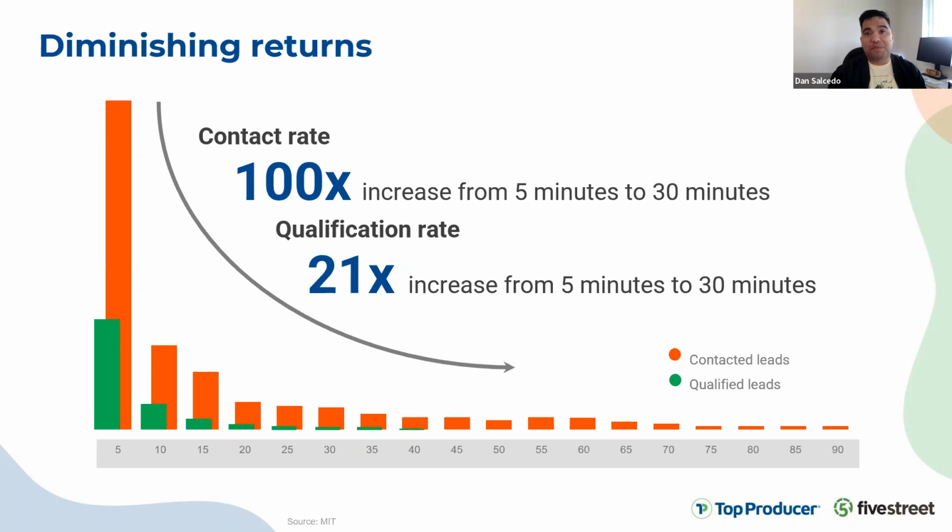And then the green bar represents when you do talk to them, how many of them are you able to qualify? So they actually want to engage with you in a conversation, and they don't think you're just some telemarketer. The numbers on the bottom represent minutes. So when you get that new online lead, in the first 5 minutes, that's how much contact rate and qualification rate you'll get within that first 5 minutes.